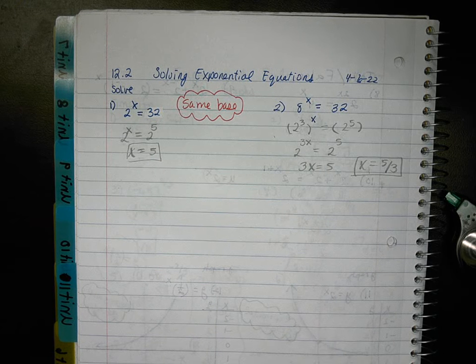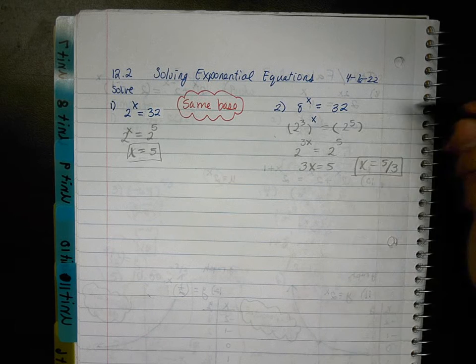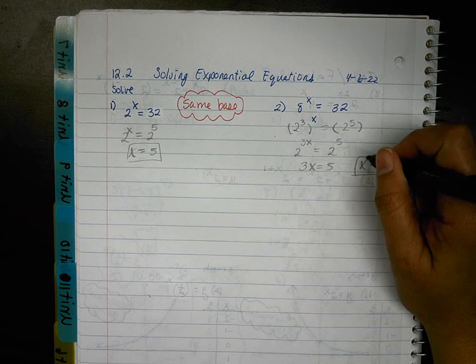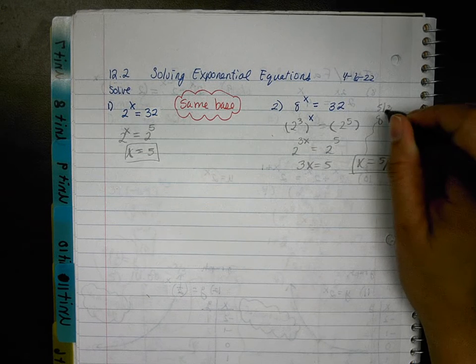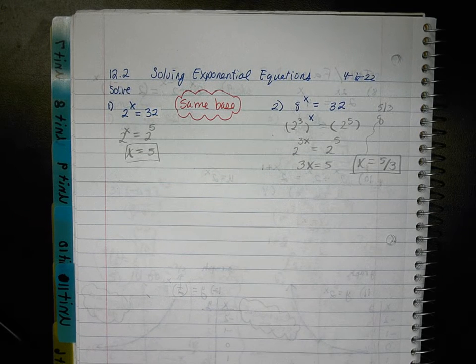Make sense? Let's just do a quick check. We don't have to, but I just want to do a quick check. 8 raised to the 5/3. Index would be 3. That's the cube root. What's the cube root of 8? 2 raised to the 5th power. What's 2 raised to the 5th power? Does it work? Okay. All right, I'm going to move on.